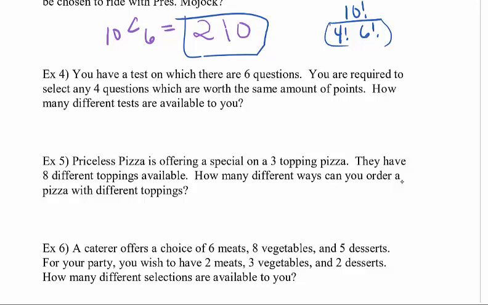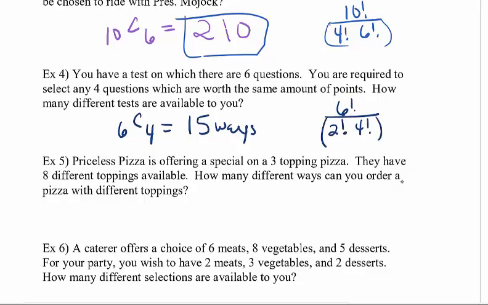So this would be 6C4, and if we put that in our calculator, we will get 15 ways. The longer way would have been 6 factorial. We subtract the 2, and then we take the repetition away, and that would also give you the 15 ways. So there are 15 different test options that an instructor would have to grade for that type of options to be given to a student.